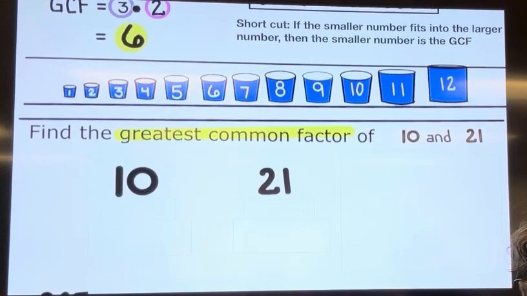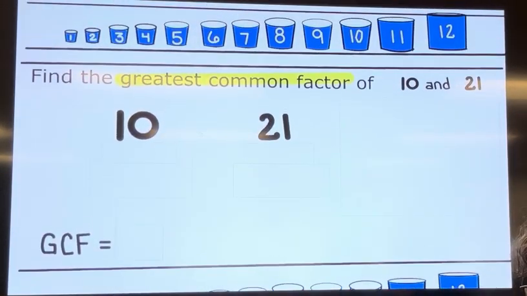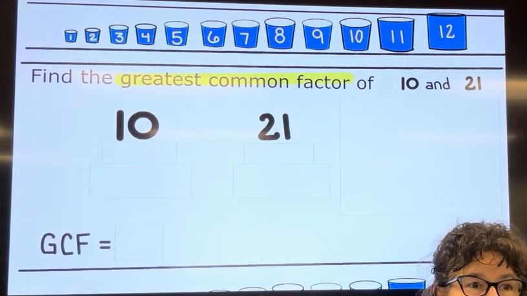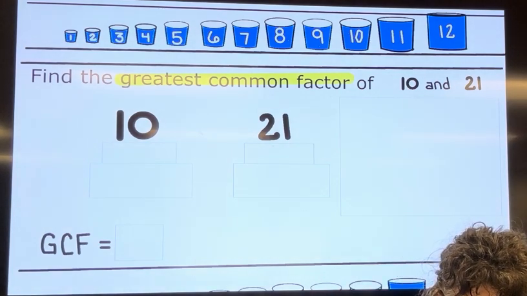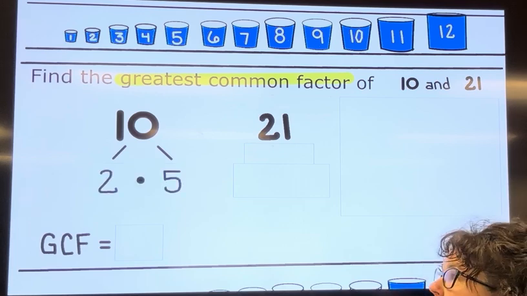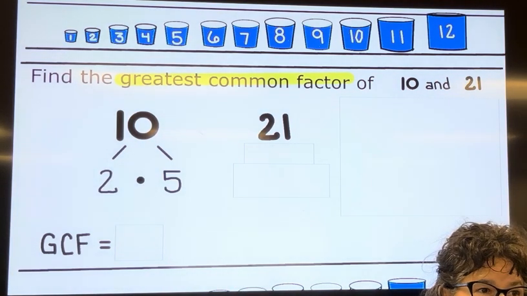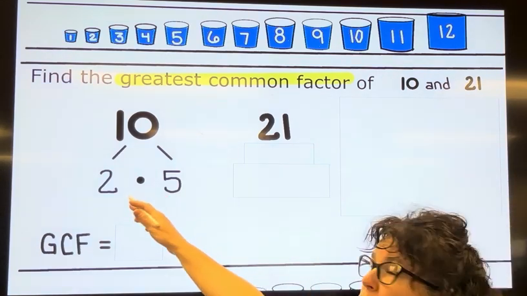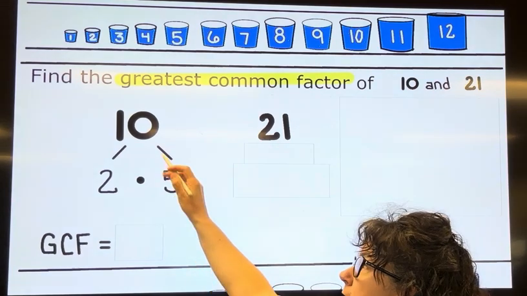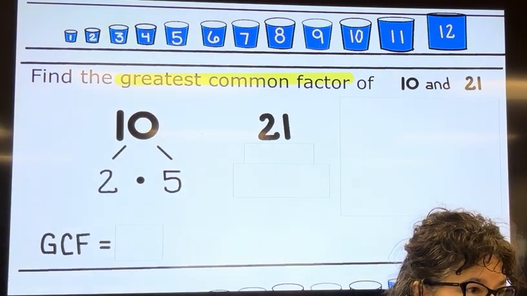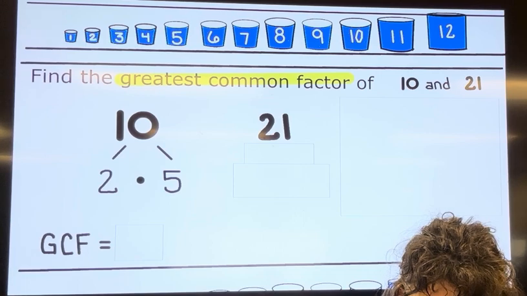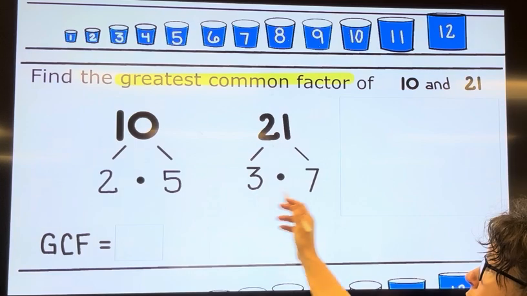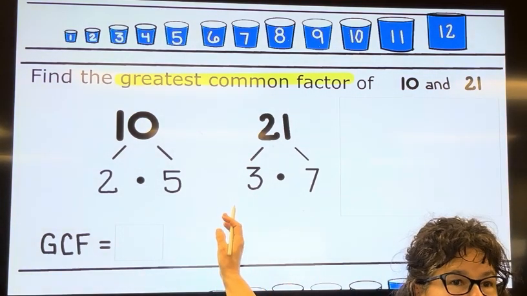Okay, so now this last example is the one that sometimes catches people off guard because they think there's nothing in common. If I break the number 10 down, I get 2 times 5. And thinking of what numbers fit into 10, 1 fits into 10, 2 fits into 10, 5 fits into 10, and 10 fits into 10. For 21, I break that down, and that's 3 times 7. So when I go looking for something in common, I don't see any numbers.